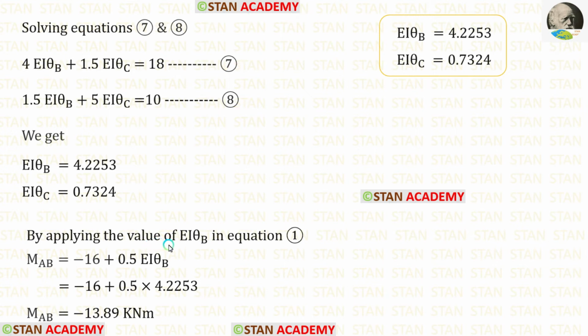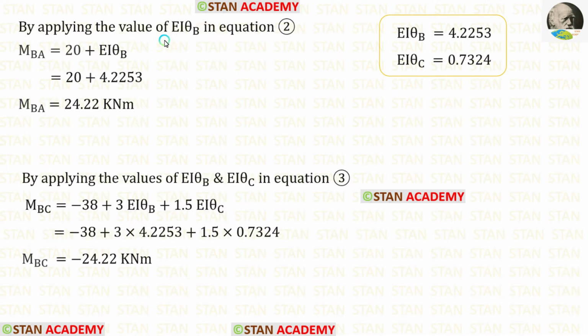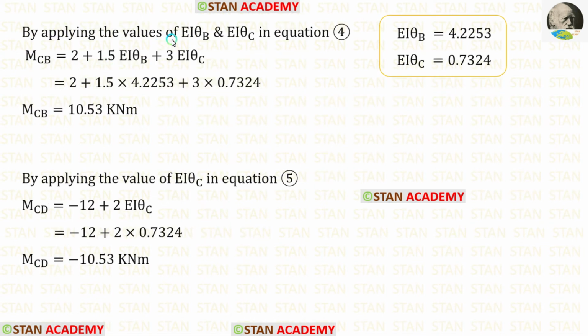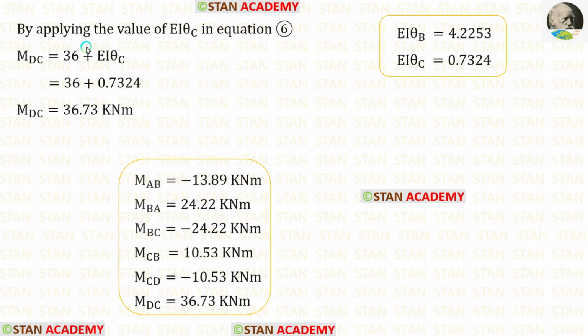Now let us find the final moments. When we apply the value of theta B in equation number 1, we are getting MAB. When we apply the value of theta B in equation number 2, we are getting MBA. When we apply the values of theta B and theta C in equation number 3, we are getting MBC. When we apply the values of theta B and theta C in equation number 4, we are getting MCB. When we apply the value of theta C in equation number 5, we are getting MCD. And finally, when we apply the value of theta C in equation number 6, we are getting MDC. So, in this analysis, we have calculated all of the moments.